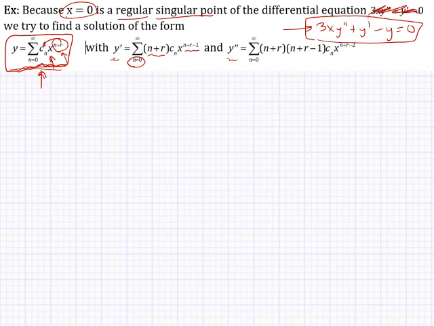Then we're going to go to the second derivative. Now this power is going to come out, so n plus r minus 1. The new power is 1 less again, so now it's n plus r minus 2. Again, the index didn't bump up by 1. So why is the index not bumping up by 1?